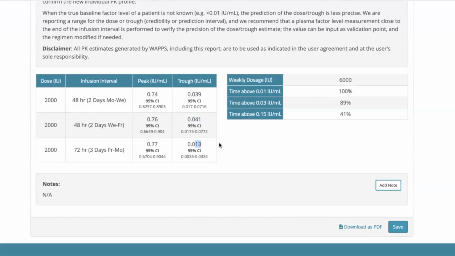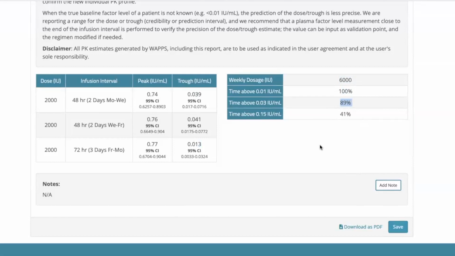Another way of looking at this is the weekly dose, 6,000, 2,000 3 times. The patient is all the time above 1% because the lowest he gets is 1.3. He is 89% of the time above 3 and 41% of the time above 15%. Okay?